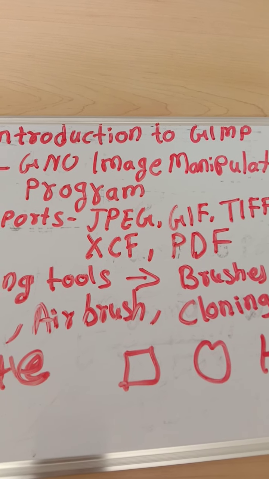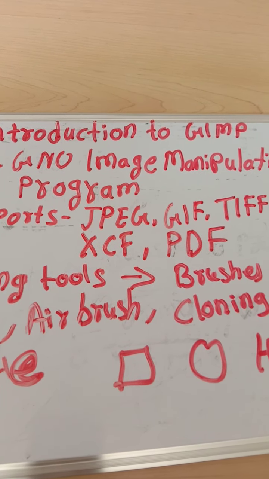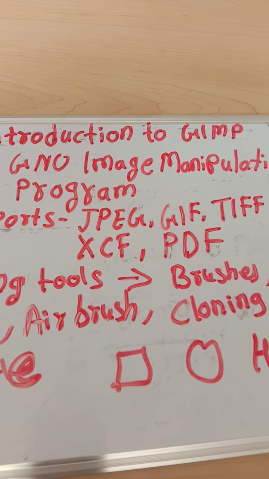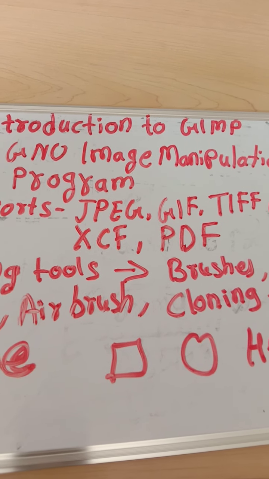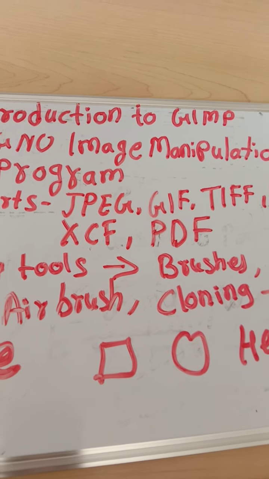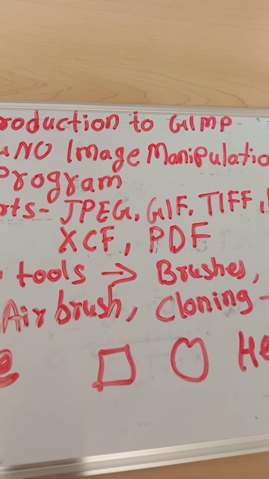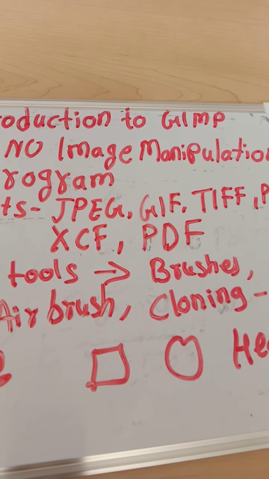It also provides the facility of layers and channels to edit the images. You can give the layers and channels. You can make your picture 3D also. GIMP gives you a lot of options, you can manipulate the picture as you want.